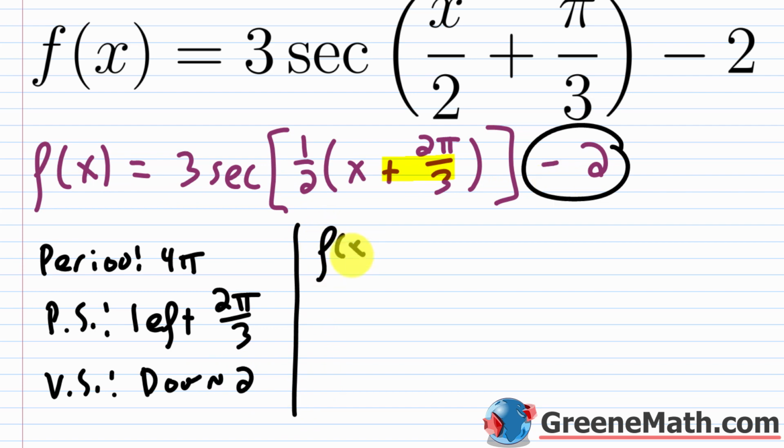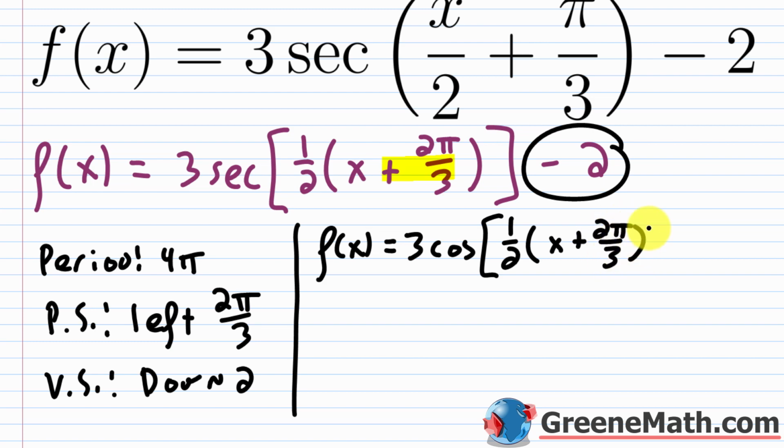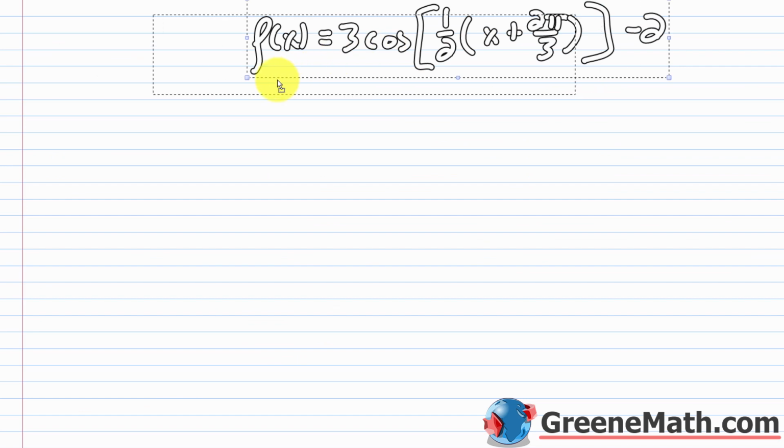Let me go f of x is equal to 3. Instead of secant, let's write cosine, and then we'll copy the rest. So you have this 1/2 times the quantity x plus 2 pi over 3, and then you have the minus 2. Okay, let's grab this, come down here and paste this in.